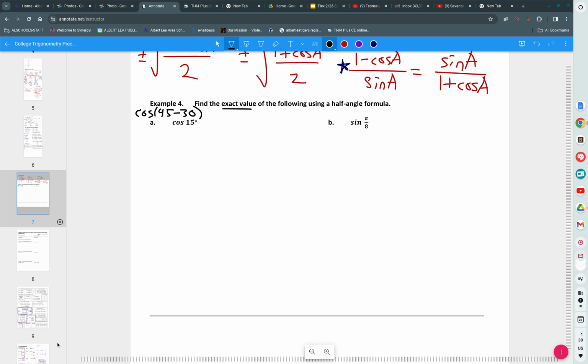So you could use a sum and difference formula, which we practiced the other day, and you're good at that. But today we want to use a half angle formula. So the only question is, what angle do you divide in half to get 15? 30. So 30 becomes our angle of choice.